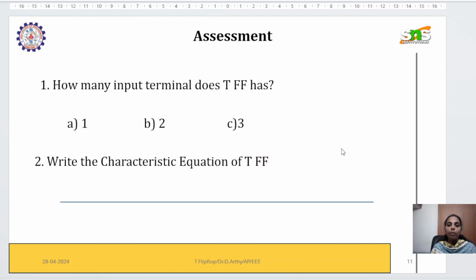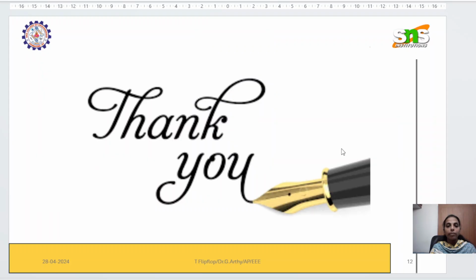Now coming to the assessment part: how many input terminals does a T flip-flop have? Write the characteristic equation of T flip-flop. So it's XOR of T and the present state. Thank you.